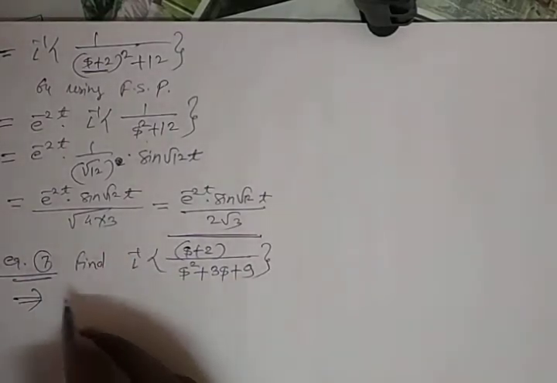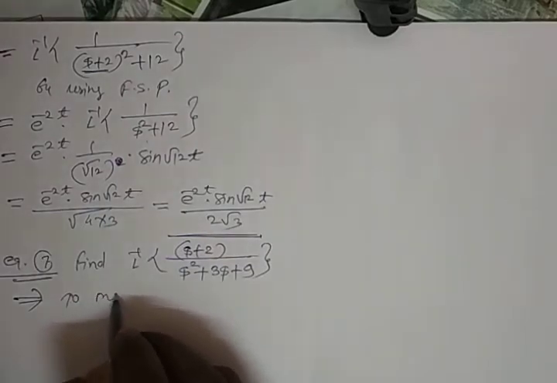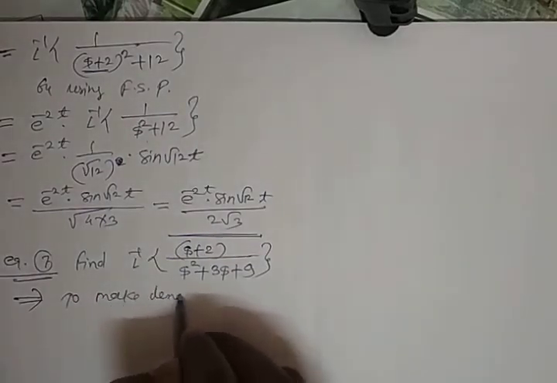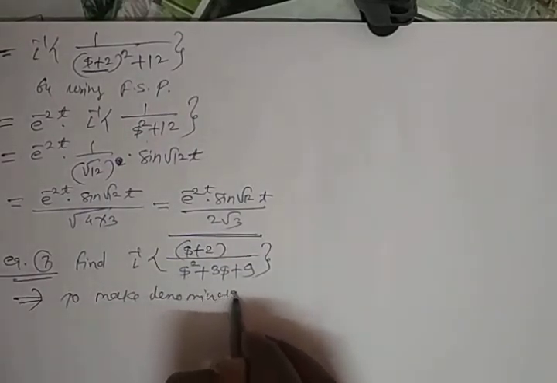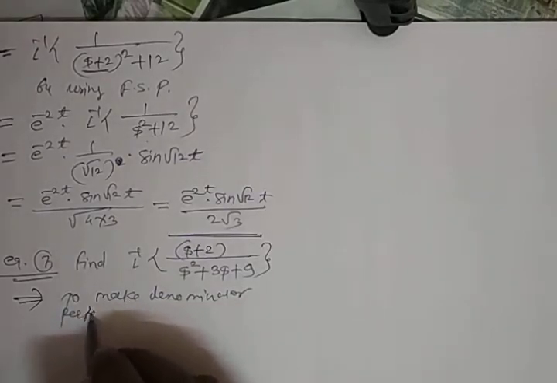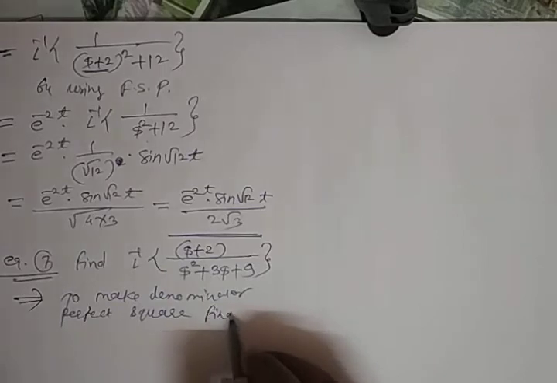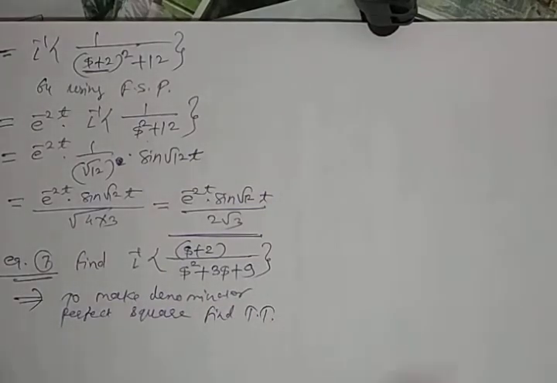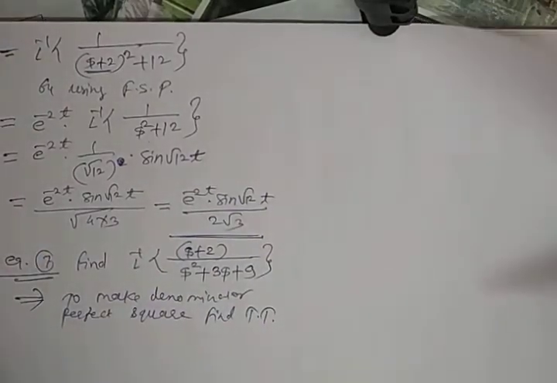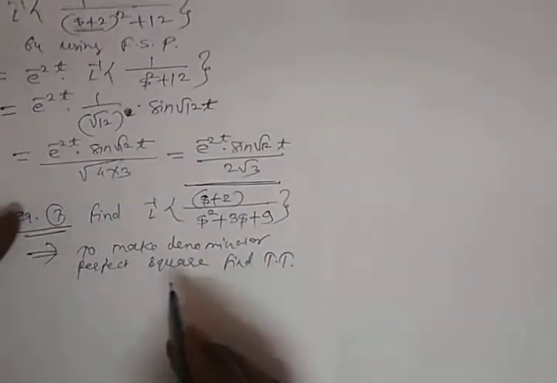Look at this. So to make the denominator a perfect square, we have to find the third term. And how to find the third term? We know very well.